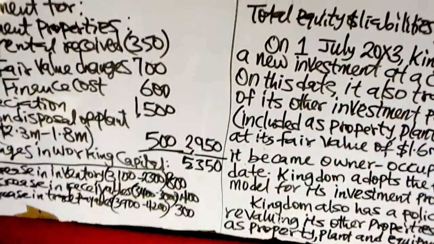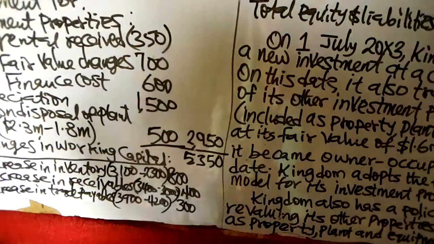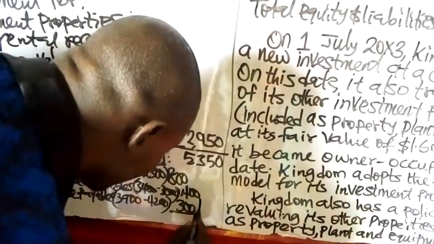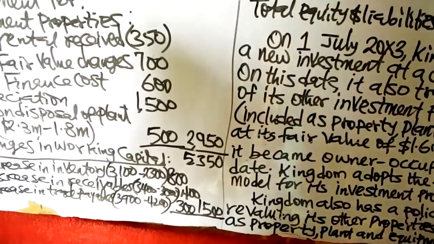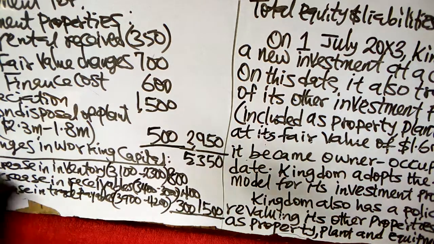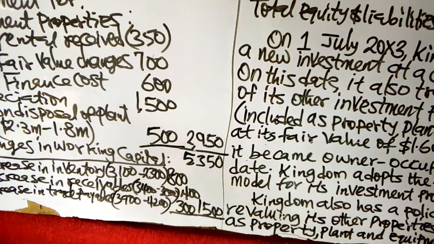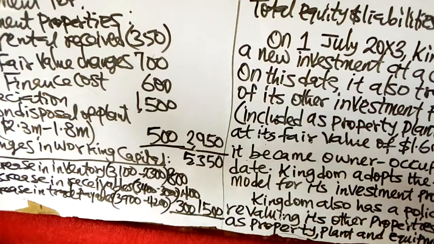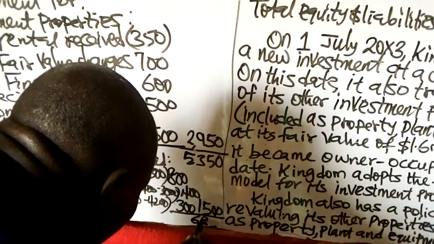Now you have 800 plus 400, that is 1,200, plus 300, and that will be 1,500. 1,500 plus 5,350. Then you have 6,850.